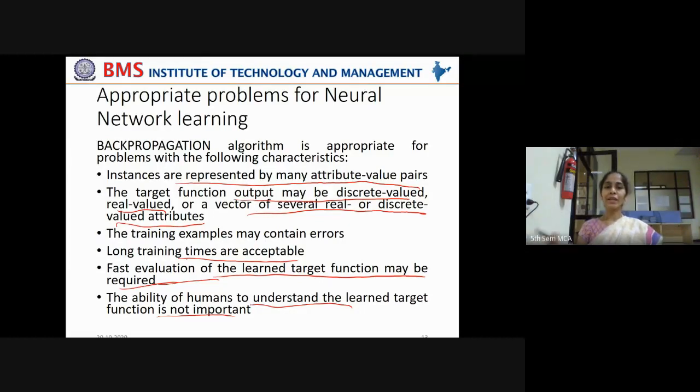That is why when the ability of humans to understand the learned target function is not very important, and you don't want them to understand what is happening inside the black box, in those cases you can go for artificial neural network models in order to train your machines. Right? These are the appropriate problems where artificial neural network learning is suitable.